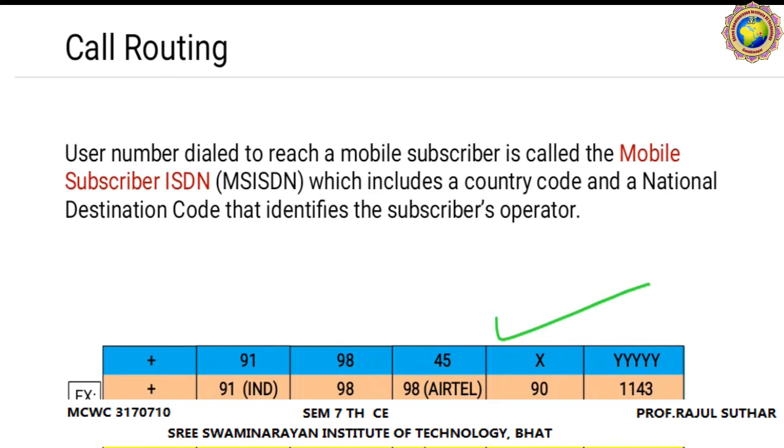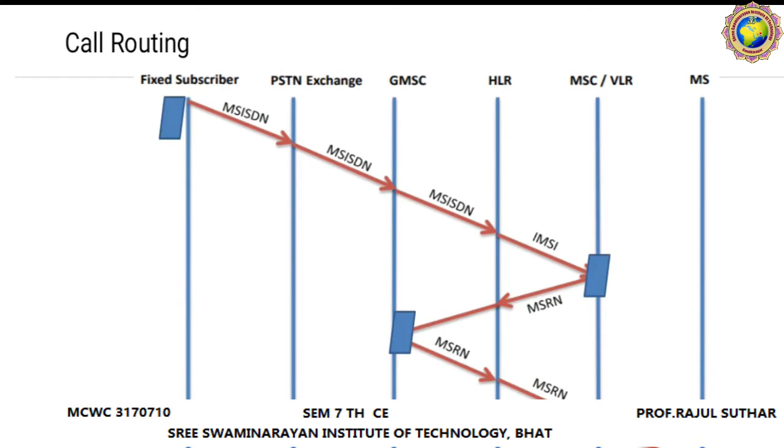Now let me show the call routing facility in GSM. In the mobile system, the endpoint of the connection may not be fixed. A GSM subscriber may roam nationally as well as internationally. The number dialed to reach a specific mobile station is called the mobile subscriber ISDN number, MSISDN. The process of locating the MS when a call is made is complex.